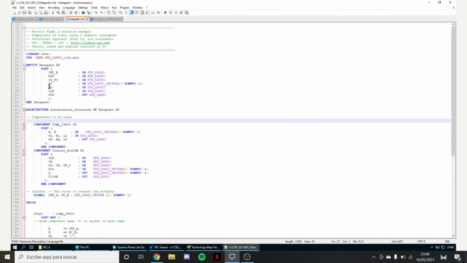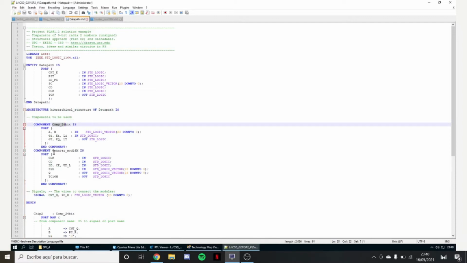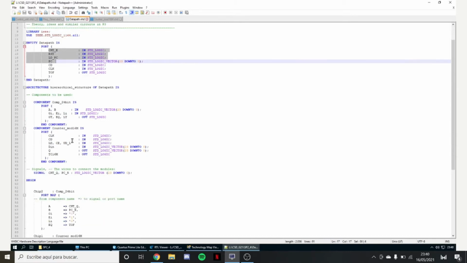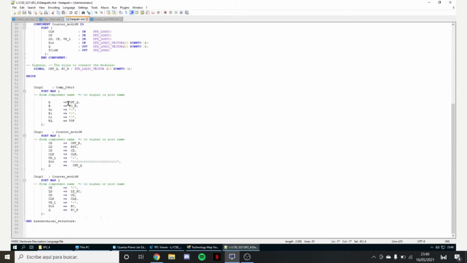Next, we have the data path that is composed by a comparator 24-bit and the counter mode 16 million. So here we have the inputs and the outputs as always. And then we have it separated into three chips. First we have the comparator 24-bit, then the counter, and again the counter. As you can see, they are programmed differently because one is implemented.